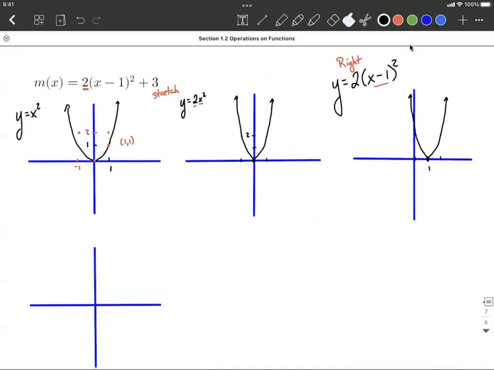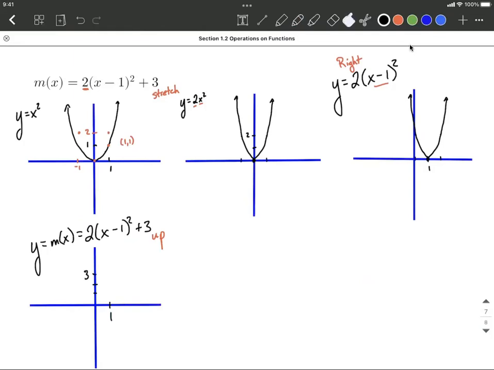All right, the last transformation we still need to take care of is that plus 3. So our final graph that's going to be displayed here at the bottom, m of x, is going to be 2 times x minus 1 quantity squared plus 3. Well, that 3 at the end is attached to the entire function, so it is going to be a vertical movement, and in our case, it's going to move everything up 3 units. So I've already moved the graph to the right one. Now we go up 1, 2, 3 units, and we're going to set it back down.